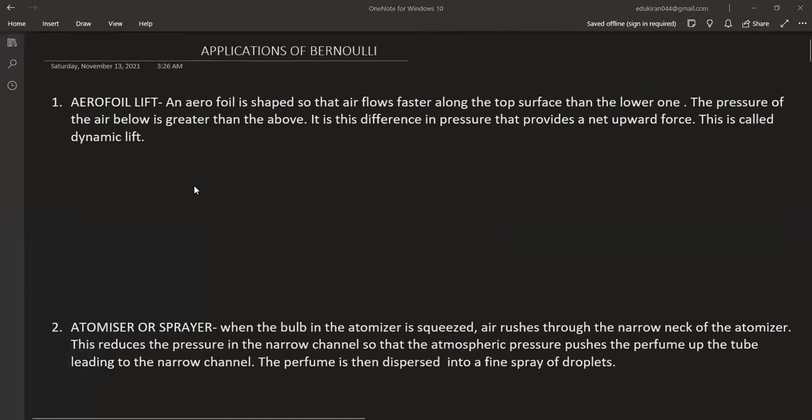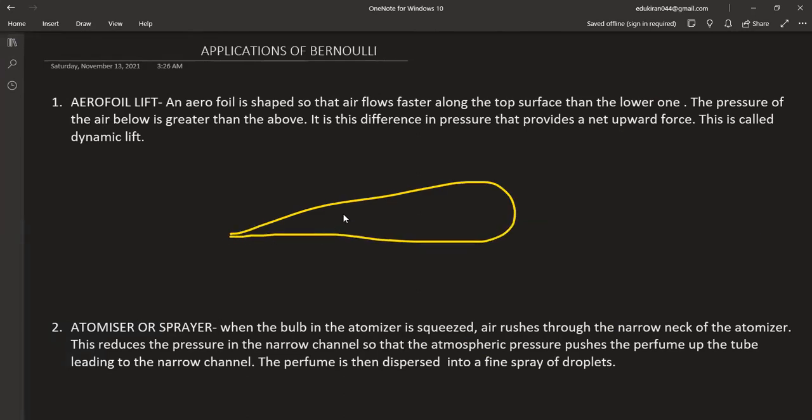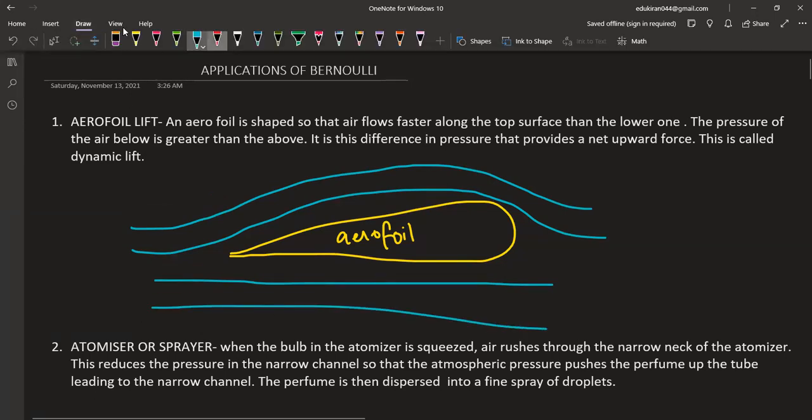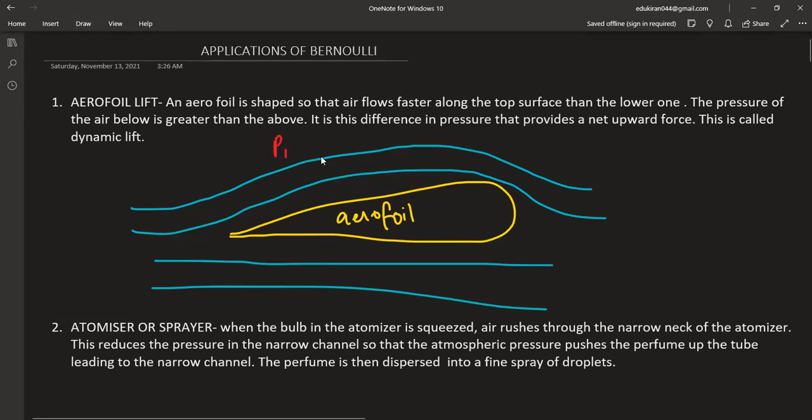Okay, now coming to the applications of Bernoulli. So first is the application of an aerofoil lift. Aerofoil has this shape, a streamlined kind of shape. This is an aerofoil. These are the layers of the fluid above and below. So basically here the pressure is P1 which is acting, pressure is P2 which is acting, which is lifting this up.